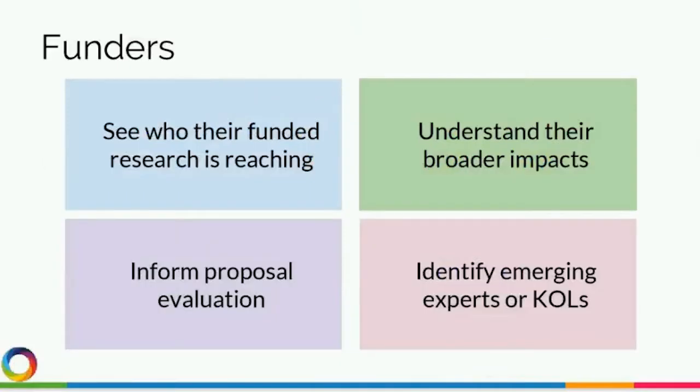And they all have slightly unique use cases as well. So funders, for example, are using Altmetrics to see who their funded research is reaching, to inform proposal evaluation. So if they get something from a researcher, they might want to look to see what engagement this researcher has achieved in the past. Increasingly, I think funded projects have a public engagement requirement within them. So helping to understand what someone has done in the past can help them see how that might play out again. They are also keen to understand their broader impacts as an organization as a whole, so where their work is having an impact on policy, and it can help them identify emerging experts or key opinion leaders that they might want to engage with.